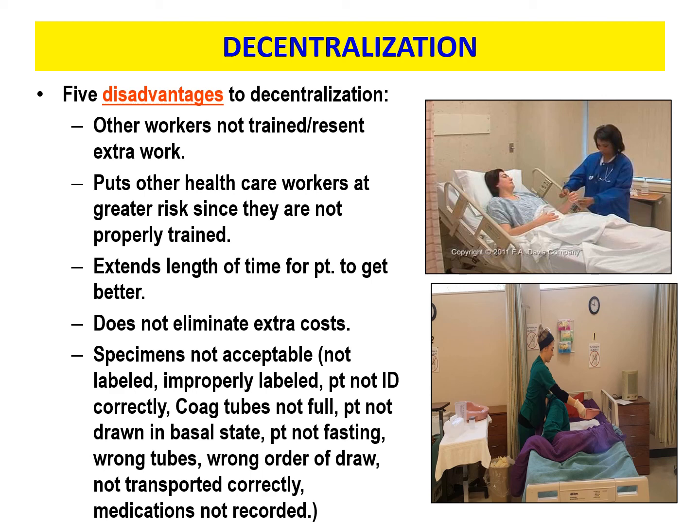They're not labeled properly. They're not ID corrected, coag tubes not full, patients not drawn in the basal state, patient not fasting, wrong tubes. All these things that you're taught in phlebotomy school, they don't always teach in nursing school. So a lot of times, if you decentralize phlebotomy and have someone who is not a trained phlebotomist, kept up to date on the latest, then they may not be drawing this correctly, which increases cost. It increases the time the patient has to be stuck. It decreases their length of getting better. There are a lot of disadvantages to decentralization when you're using healthcare professionals that are not properly trained in phlebotomy.